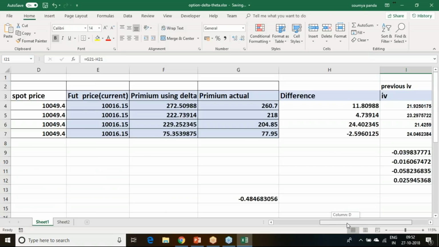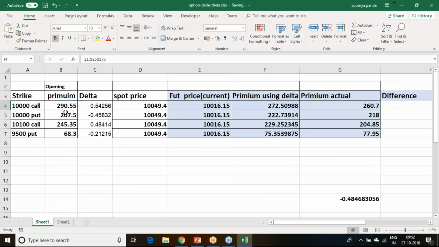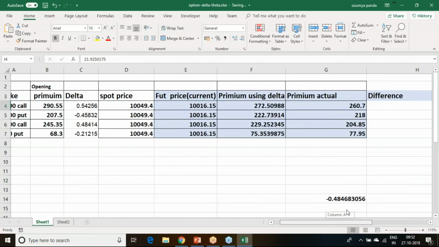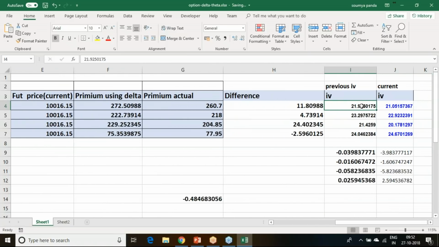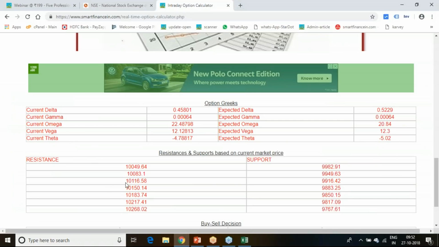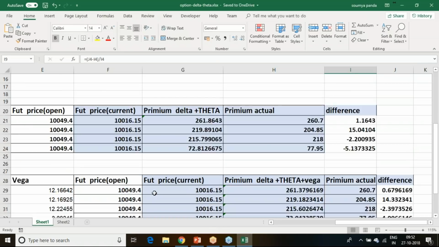Here, once I add Vega, I require the difference in the IV. In the morning, when we took this reading at 9:20, this 10,000 call option had an IV of 21.90%, and in the closing we got 21.05. So the change in the IV is coming to 3.98% negative. And the Vega value we have already found out, Vega is 12.12. So this Vega we have to multiply.